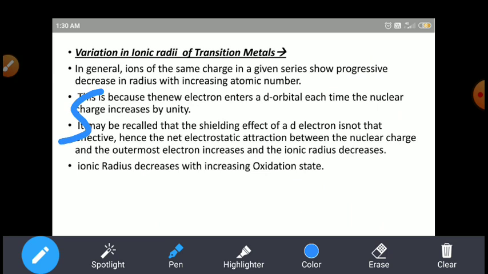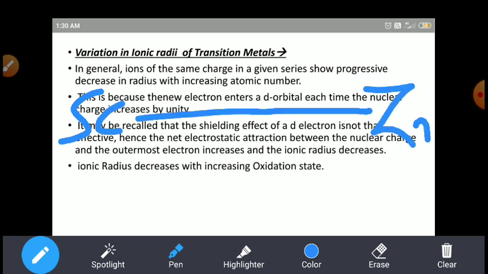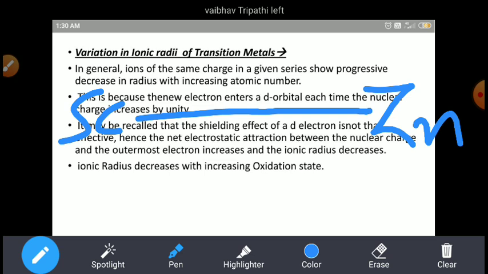When you move from scandium to zinc, the ionic radius decreases because of the increasing number of protons.